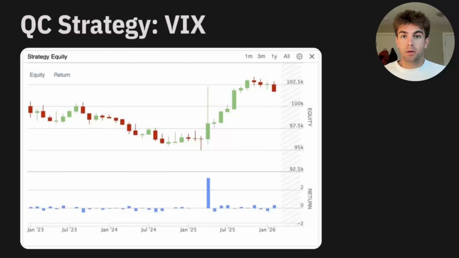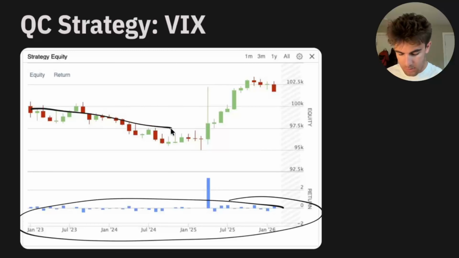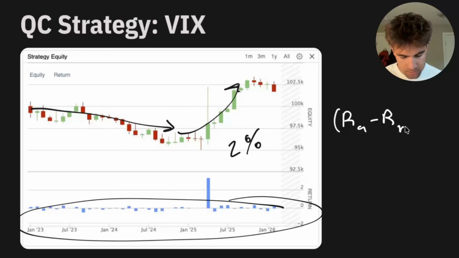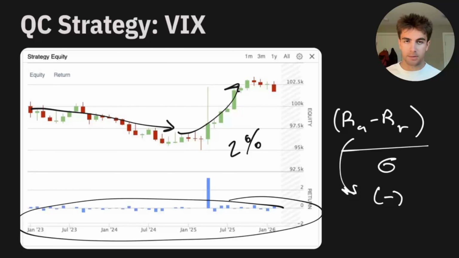The strategy itself, however, performed very poorly. Over the course of 3 years, it was pretty stale for the first two. Did end up climbing, but all in all, only returned a net profit of about 2% over the 3 year period, which is significantly less than the risk-free rate. So this again would have a negative Sharpe ratio, given returns of the asset minus returns of the risk-free rate. This in the numerator would be negative, so we would have a negative Sharpe ratio.